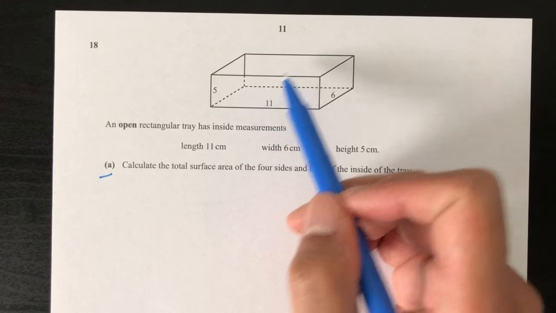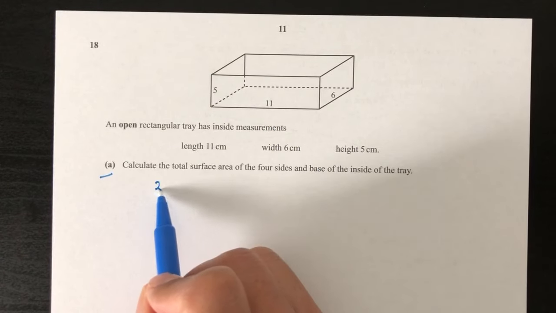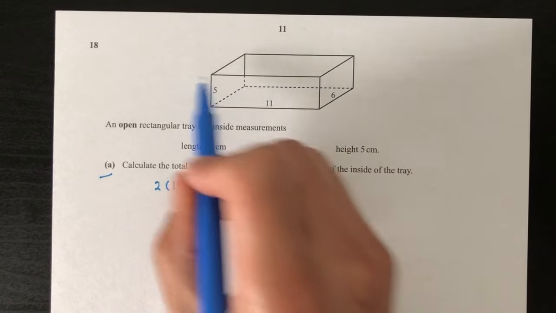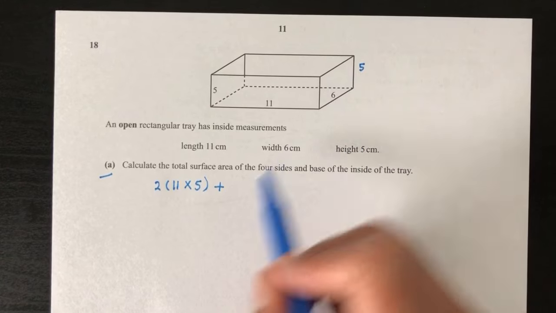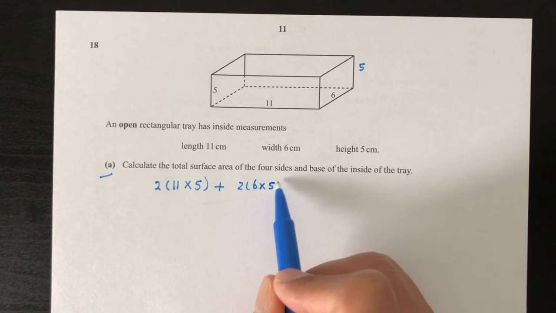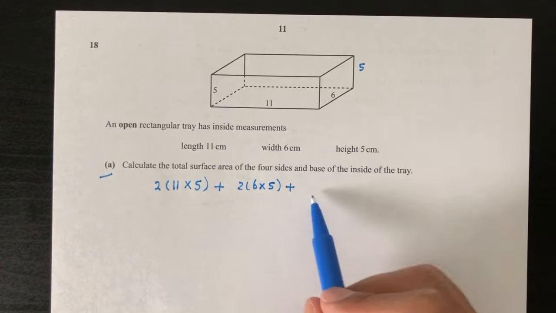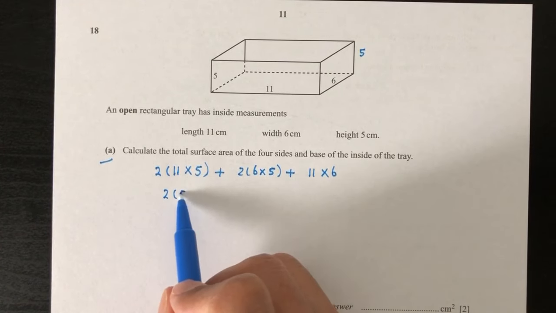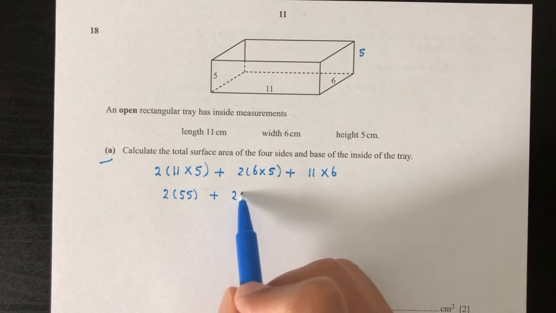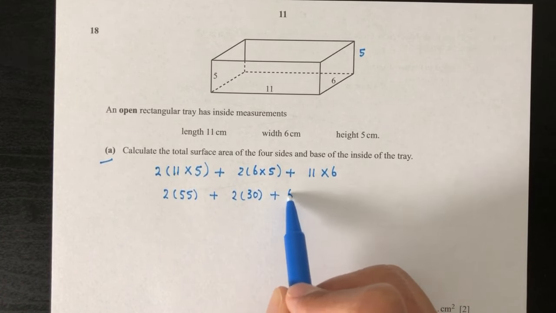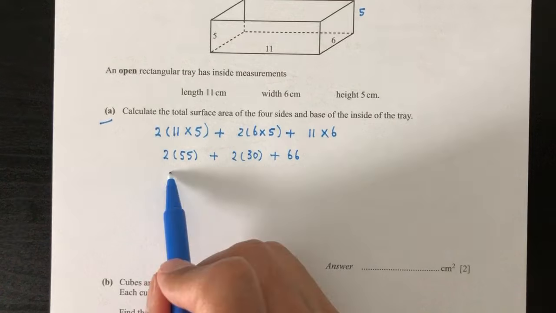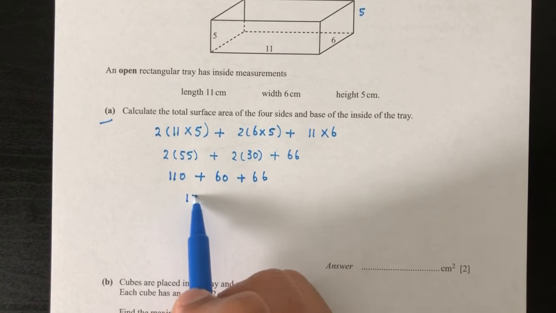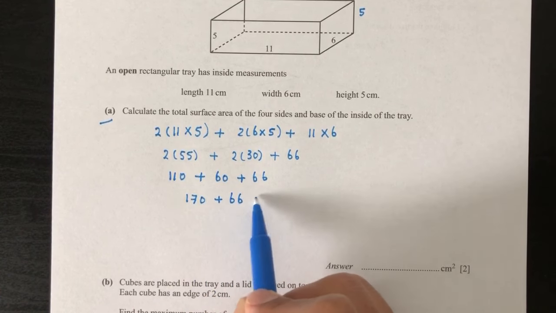and two sides, so front and back are the same, so we do 2 times 11 times 5, plus these two sides, 2 times 6 times 5, and plus the base, which will be 11 times 6. So you will have 2 times 55 plus 2 times 30 plus 66. Simplify, this is 110 plus 60 plus 66, so 170 plus 66.